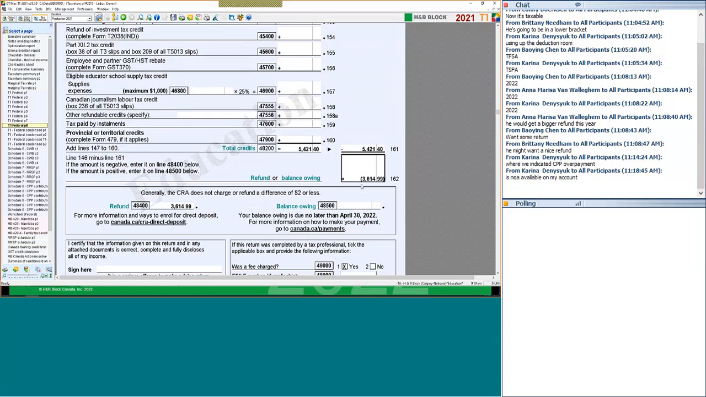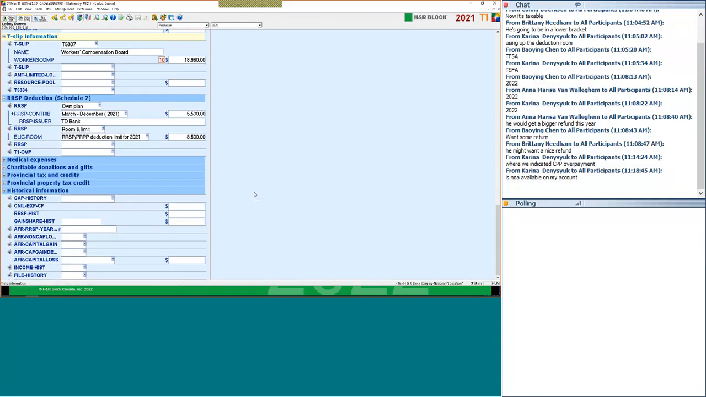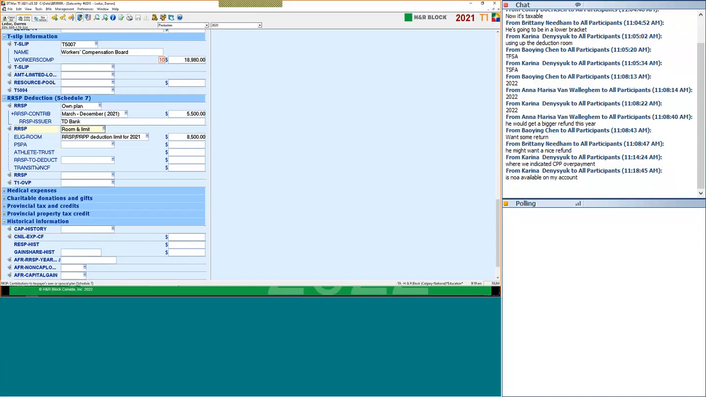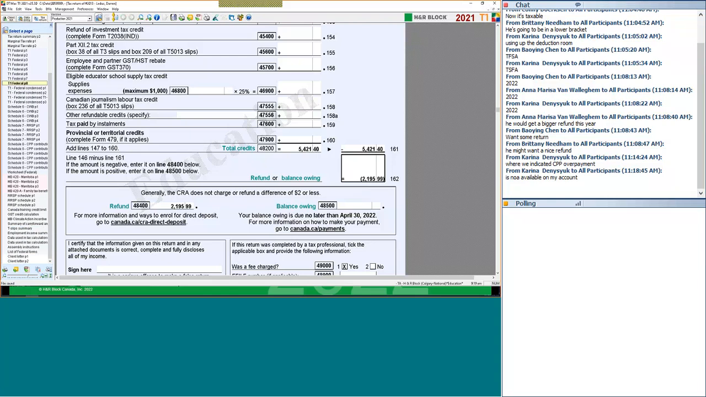All right, let's take this refund, $3,614, let's make it smaller and see what the difference is if we change the RSP amount. So I'm going to do it in my program. I'm not going to show you how to do this formally because I will be teaching it to you later on in the software, but let's choose not to deduct any of the RSP.